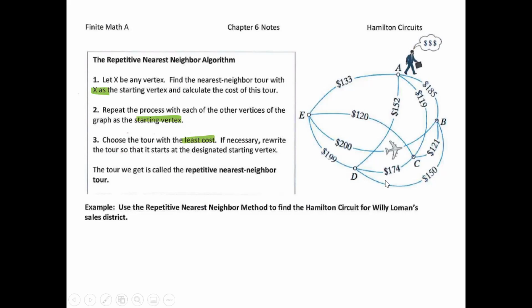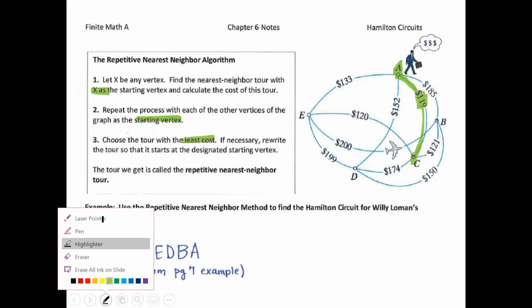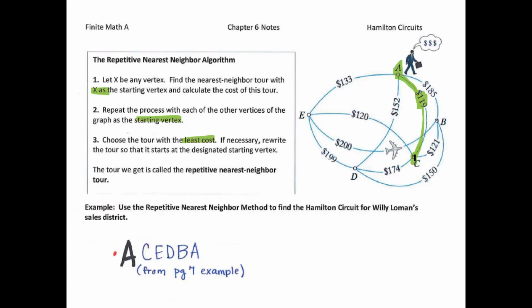So for example, if I were to apply this to Willy Loman, I'm going to start off with A. A is right over here. I'm going to go from A to C, because that is the cheapest route. And then from C, I am going to go to E, which is the least expensive route.